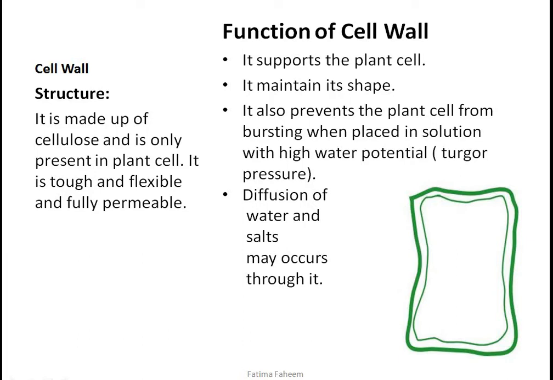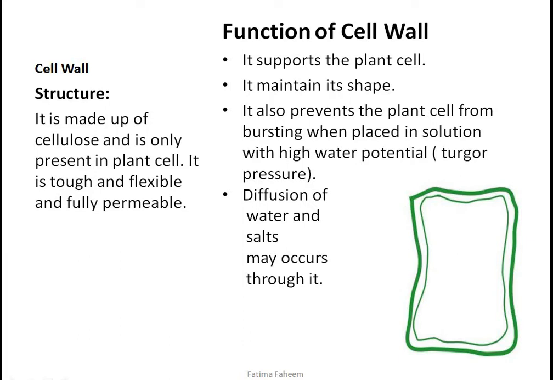Diffusion of water and salts may occur through the cell wall. If you see the diagram, I have made a double membrane for it. Cell wall is double membraned. You will have to label either the outer one or the inner one or in between, not next to it. The next to it will be the cell membrane in a plant cell.